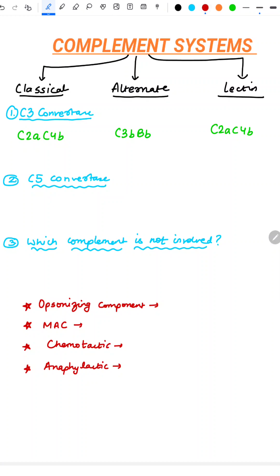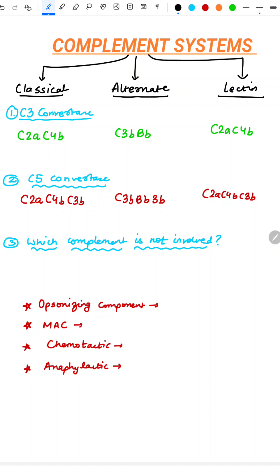What is the C5 convertase in the classical pathway and lectin pathway? It is the same, that is C4b2a3b, and the same for here, C4b2a3b. And what is the C5 convertase in the alternate pathway? It is C3bBb3b. Now, which complements are not involved in each of the following pathways?